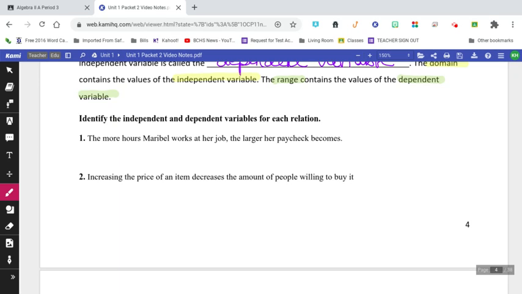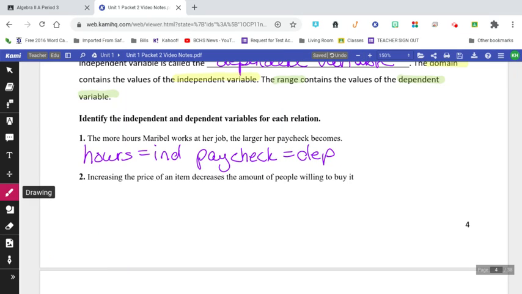So the more hours Maribel works at her job, the larger her paycheck becomes. So let's think about what is independent and what is dependent. And it doesn't matter what order you think of this. Sometimes it's easier to think of the dependent. Well, her paycheck depends on how many hours that she works. So her hours are the independent. Her paycheck is the dependent.